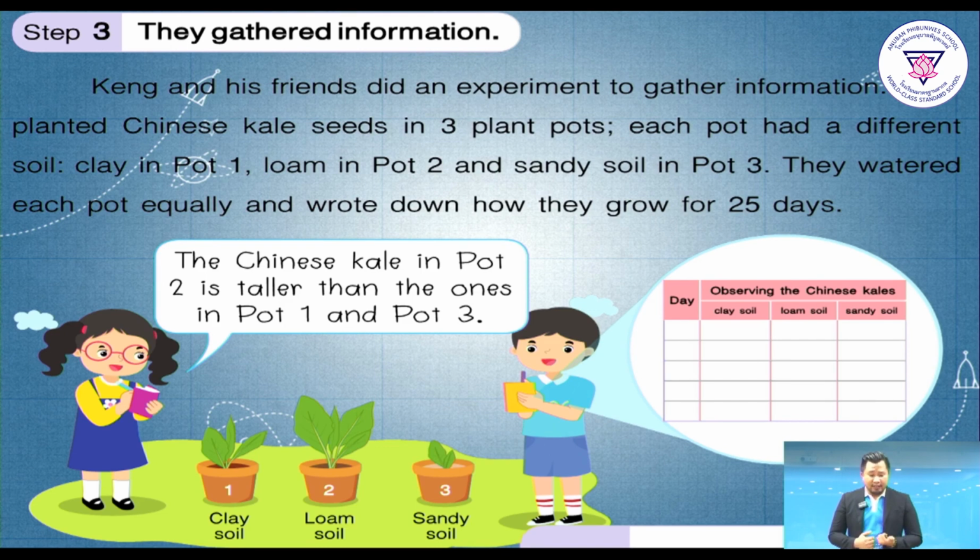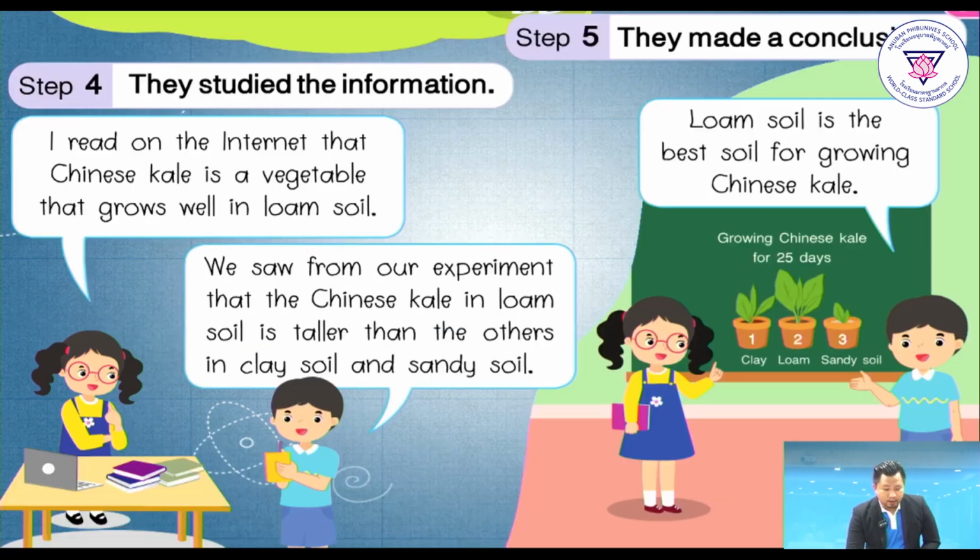They say the Chinese kale in pot 2, which is loam soil, is taller than the ones in pot 1 and pot 3. Meaning to say, in pot 1, they got clay soil, pot 2, loam soil, and pot 3, sandy soil. In loam soil, Chinese kale grows taller and better, as you can see in the picture.